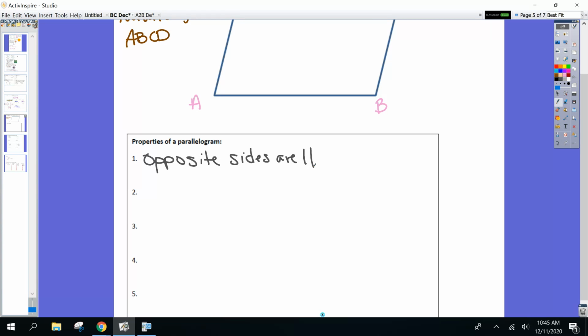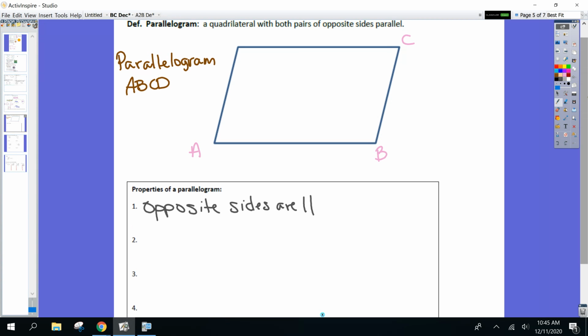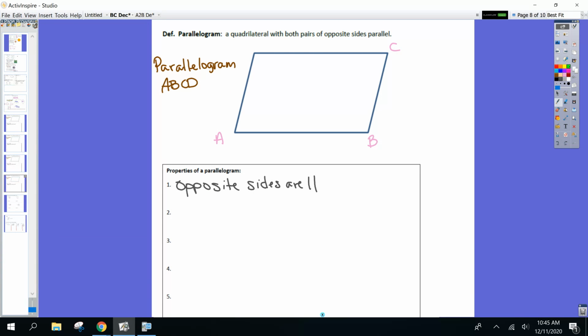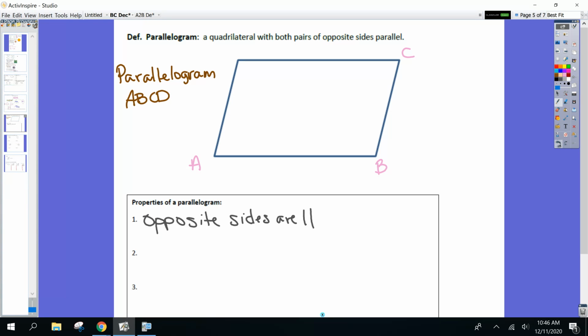I'm going to not only write it down, but also label my diagram with it. So now my D went there. Opposite sides parallel. Good. When would you ever have to use this property?